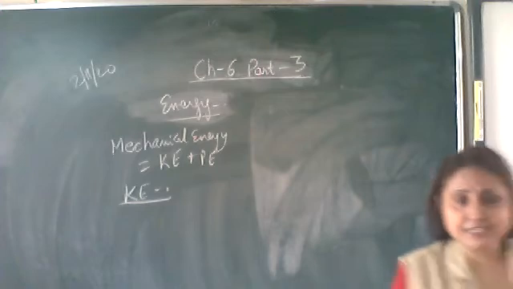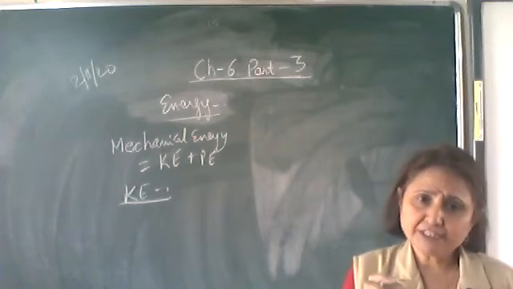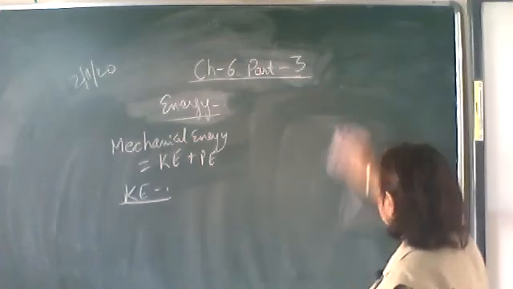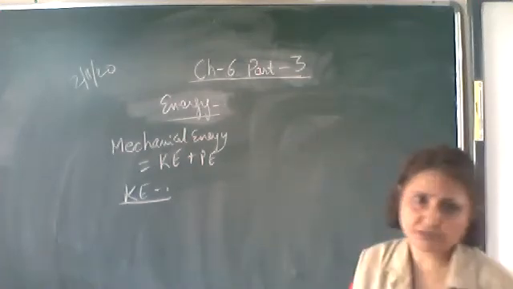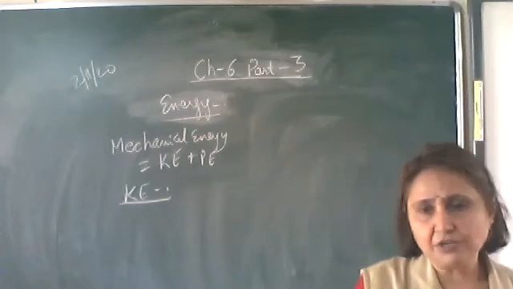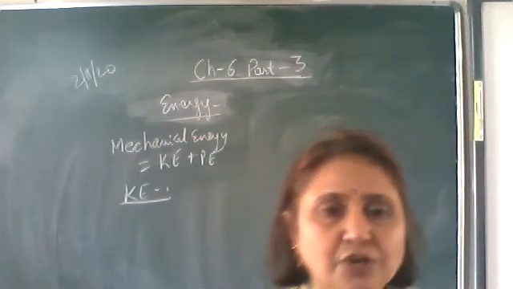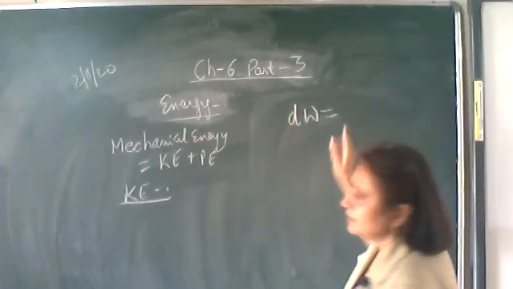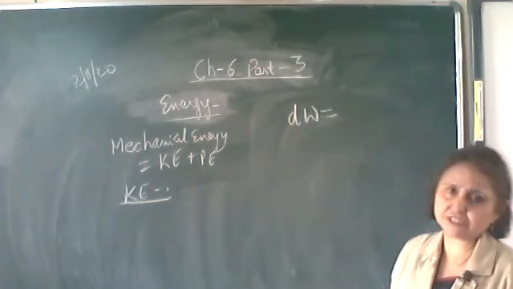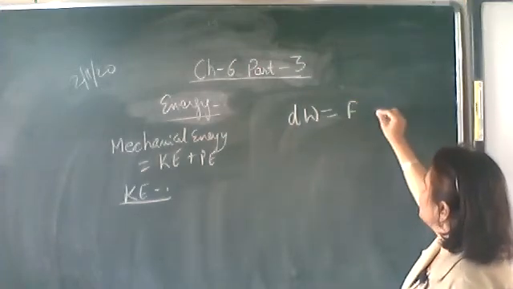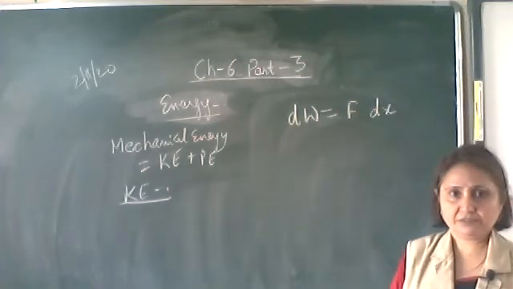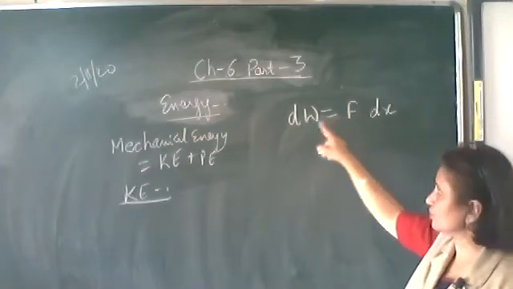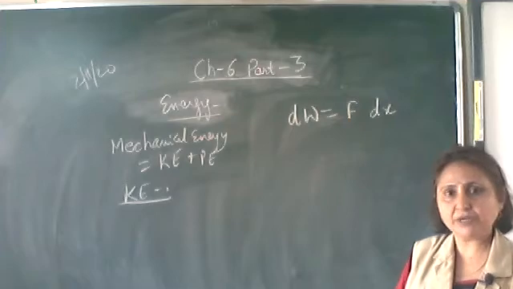A force F is applied so that the body displaces through a small distance dx. When a force is applied and the body is displaced through a small distance, a small amount of work is done. Let that small amount of work done be dW. Let the distance be dx. So the small amount of work done is equal to F into dx.